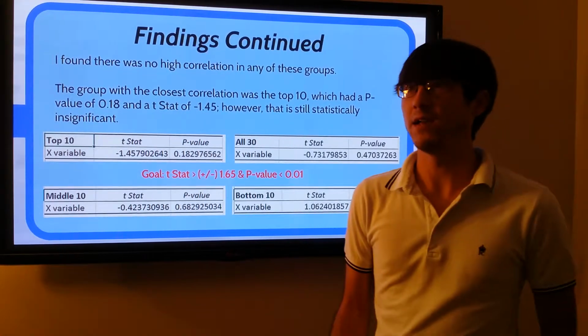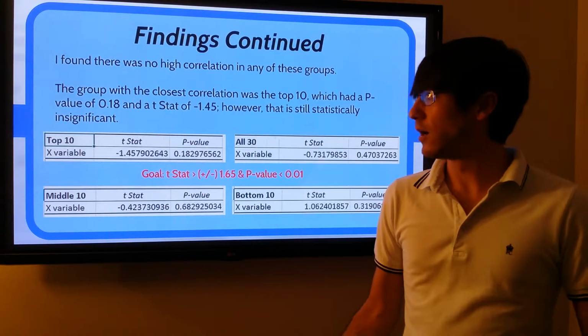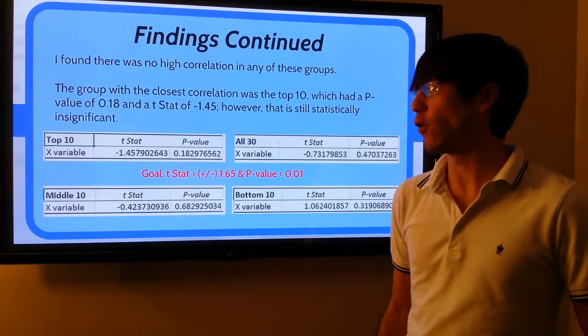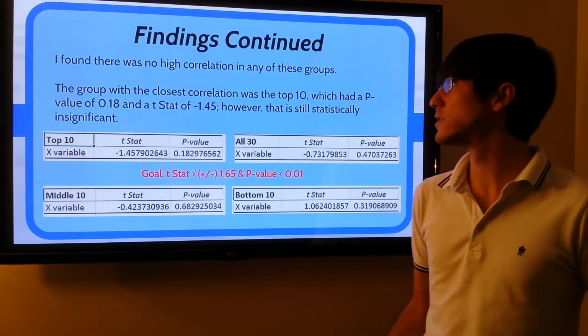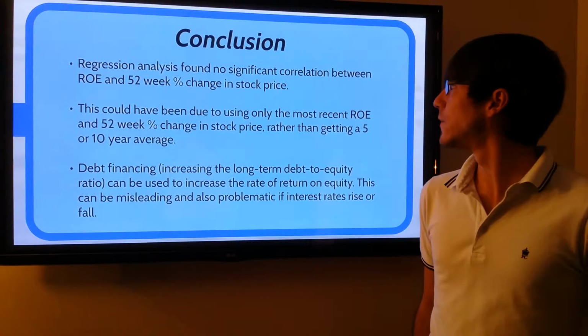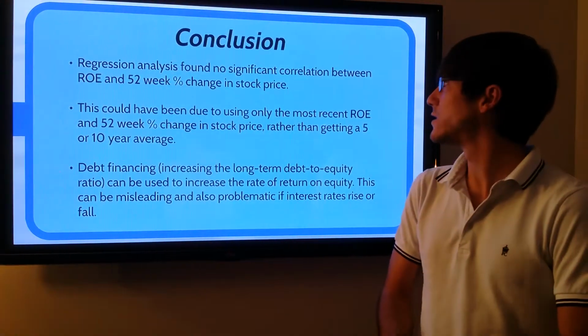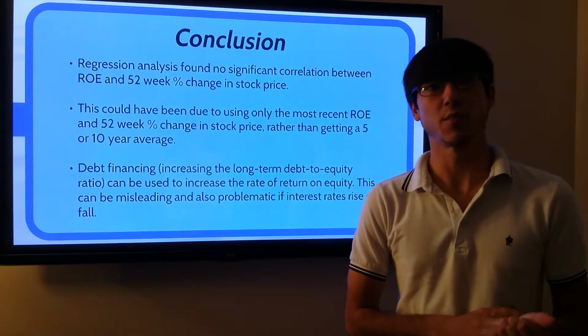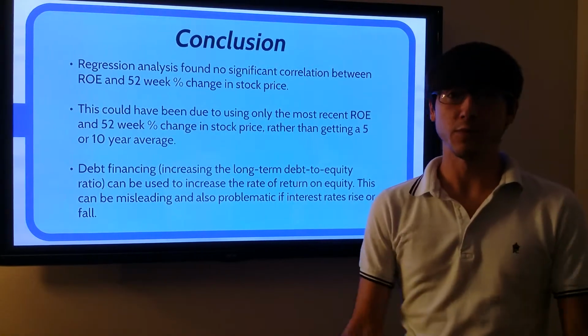I still found that to be somewhat interesting, but unfortunately it's not enough to have hard data to go by and say that it truly is significant. In conclusion, my regression analysis found there was no significant correlation between the ROE and 52-week percentage change in stock price, no matter how I broke it down, basically.